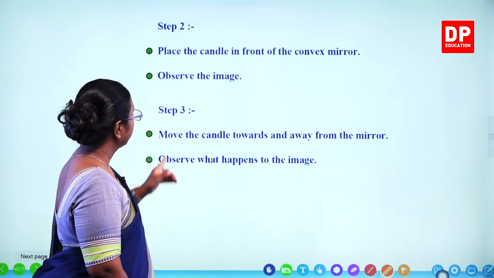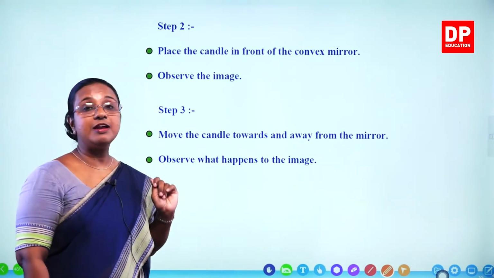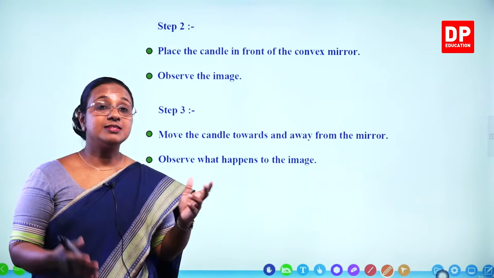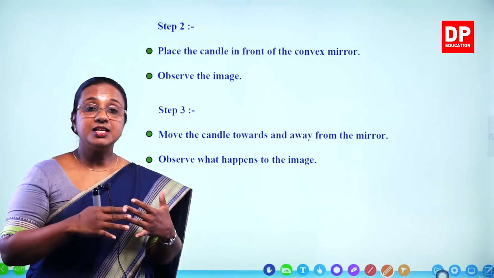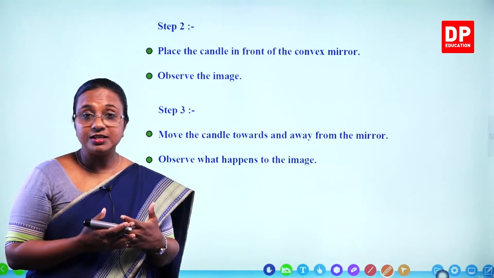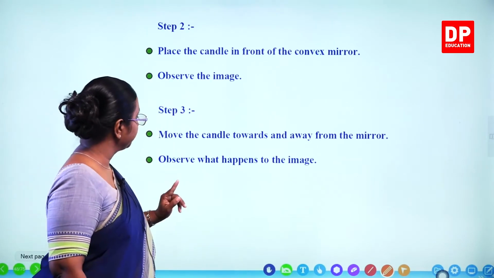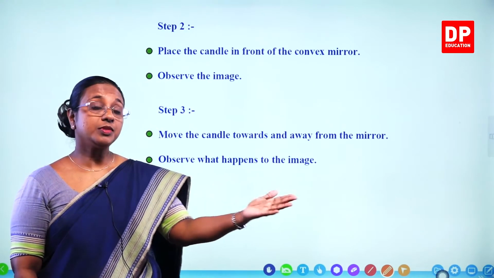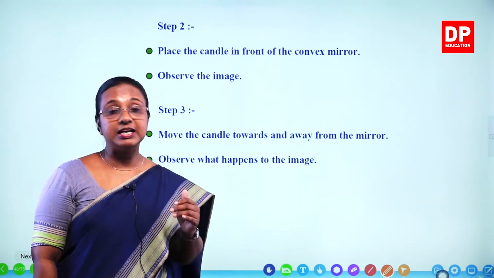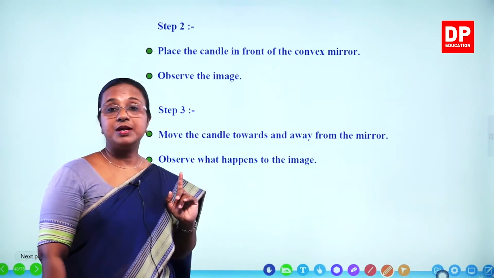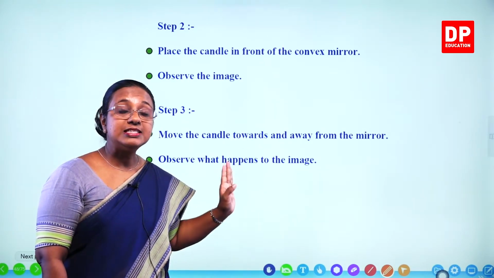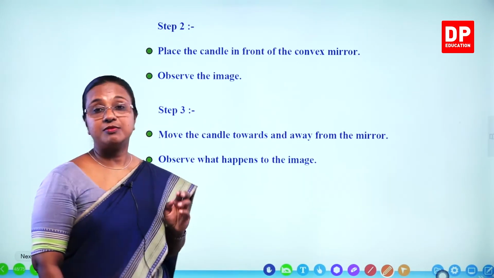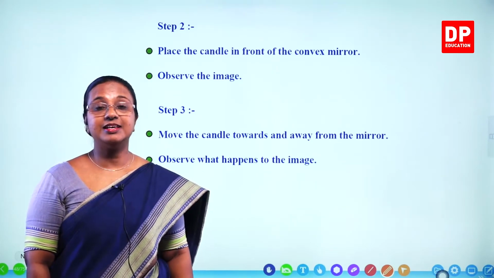Then in the next step, we move the candle towards and away from the mirror. So here you would have observed certain characteristics. The size of the image, whether it's upside down or whether it's upright or inverted, all that can be seen here. Then what we do is we move the candle towards and away from the mirror. You bring it closer, you take it away and observe what happens to the image. So that is the activity we are going to do now. I am sure you have understood what we are going to do. So let's try this in the lab.